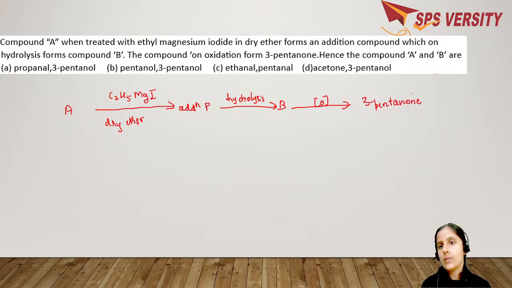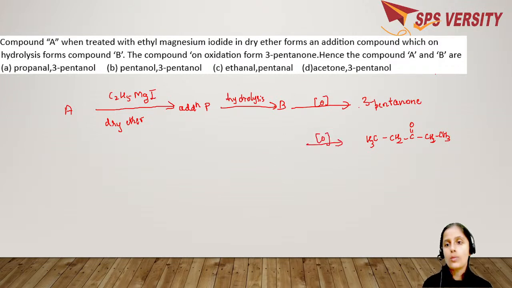You have to determine what is A and what is B. So we'll write the structure of 3-pentanone first: CH3, CH2, C double bond O, CH2, CH3. This is 3-pentanone. Before oxidation, if you take the reverse reaction, it should be a reduction, right? If you go in the reverse order, this should be reduction.